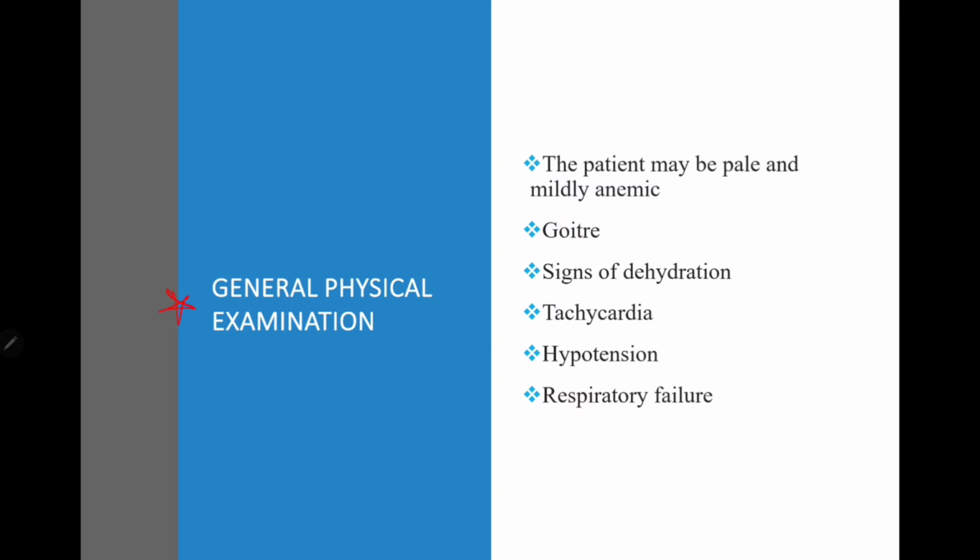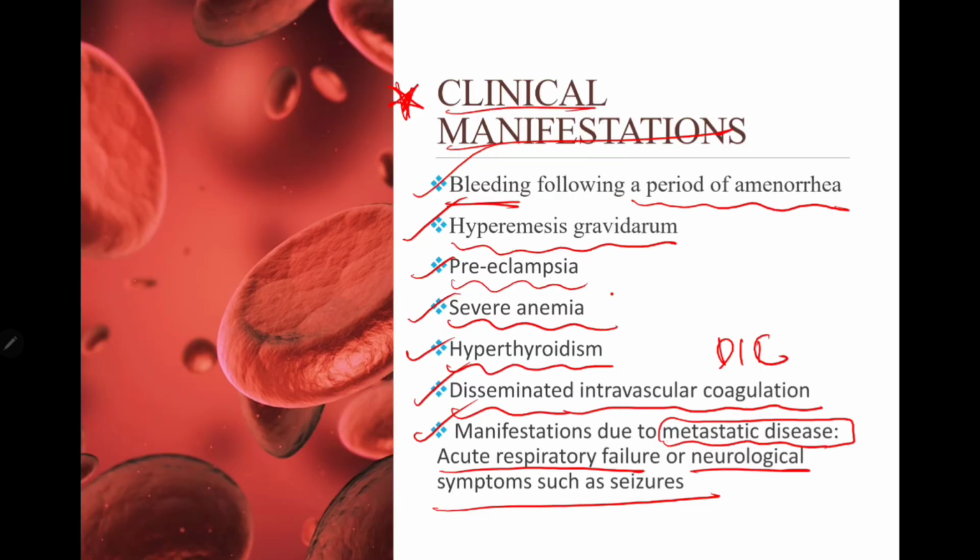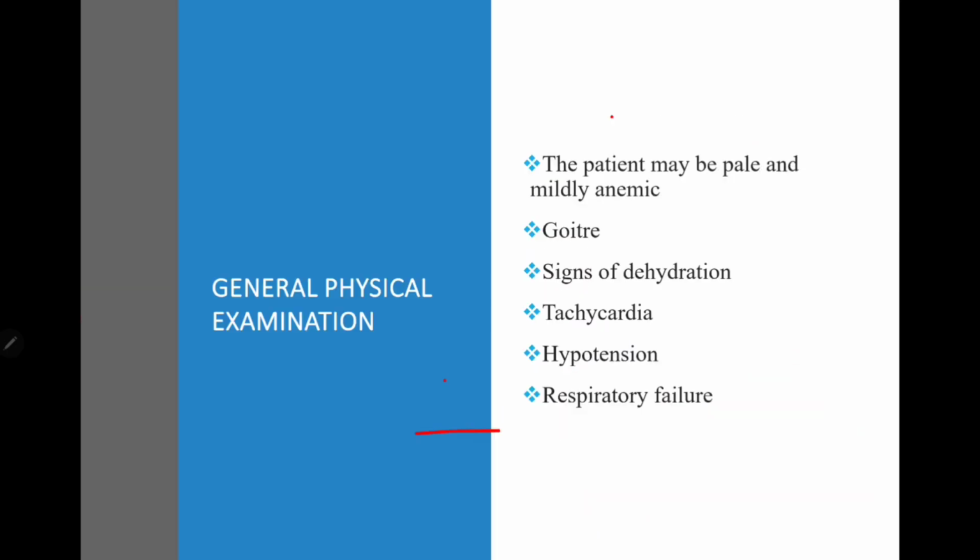Now, first, what are you going to identify on general physical examination? On general physical examination, the patient may be pale due to anemia. The patient may be mildly anemic. So, as you see here, due to severe anemia, there is pallor. And due to hyperthyroidism, it can present as goiter, or enlargement of the thyroid gland.